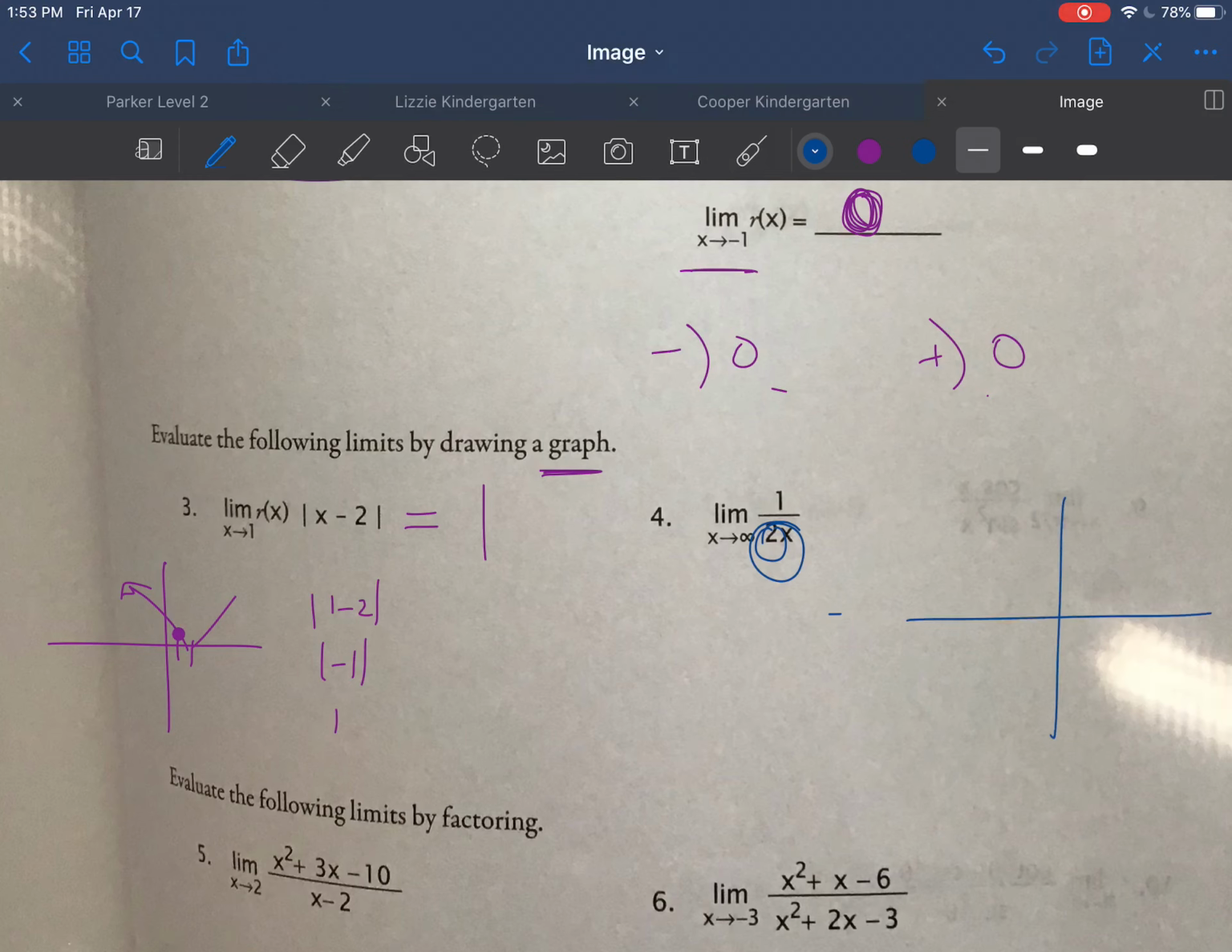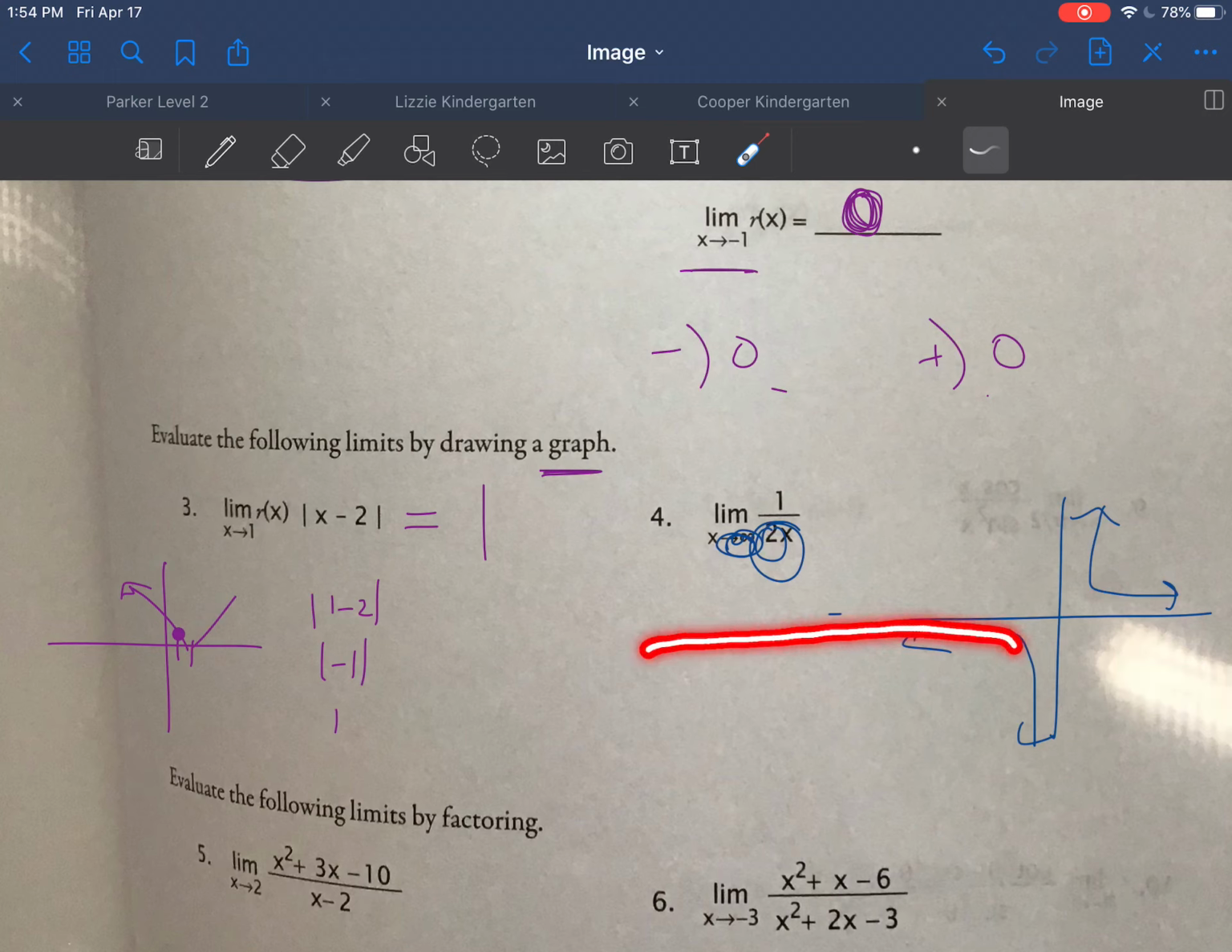So let me draw the graph again. Okay, so as x approaches infinity, so as we think about our x going to infinity, we start here, we fall down, but then we pick back up, okay, as we get closer and closer to infinity, infinity goes that way. Okay, as we keep going that way, this graph is going to get closer and closer and closer to 0.